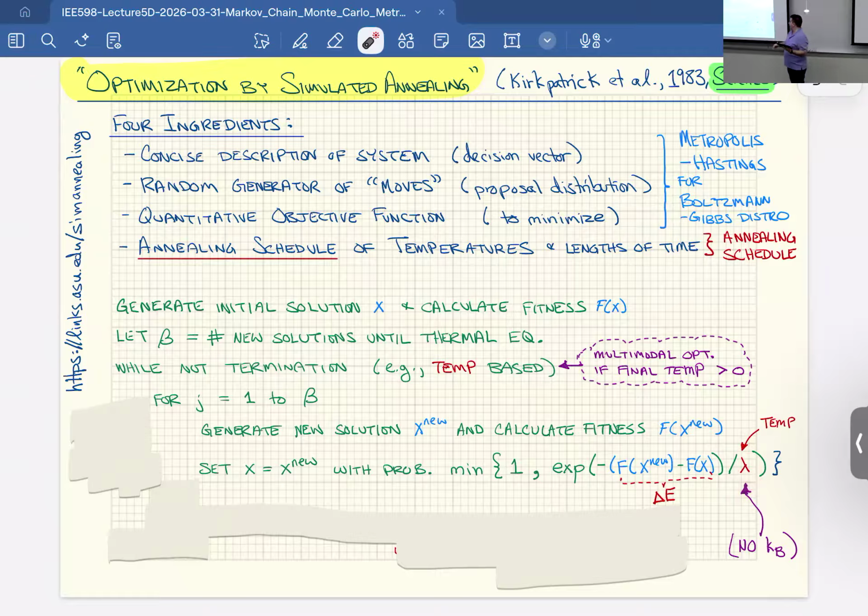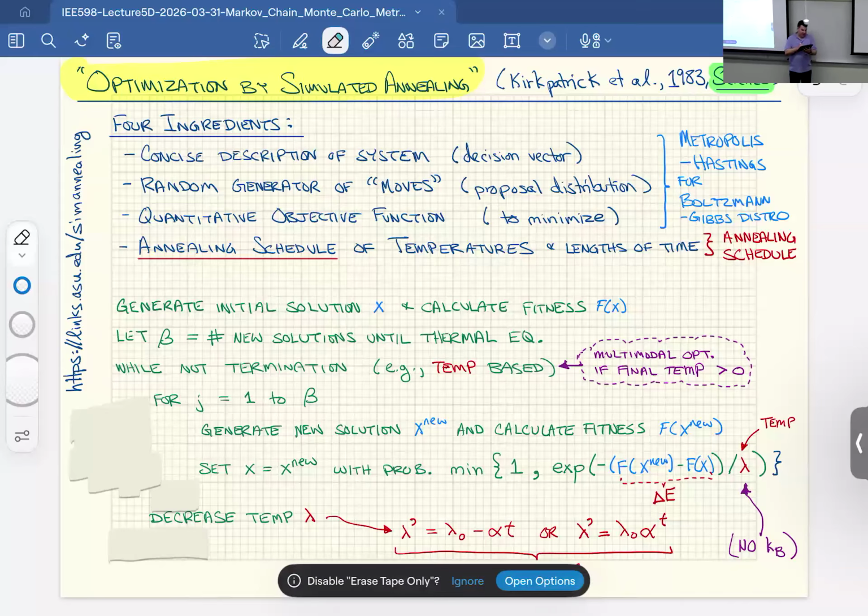You can think of it as T. We get rid of the Boltzmann coefficient, or you can think of it as being in units of the Boltzmann coefficient if you really want it to be tied to physics. But we just get rid of that little scalar because it's not doing anything for us computationally. And then we end that loop.